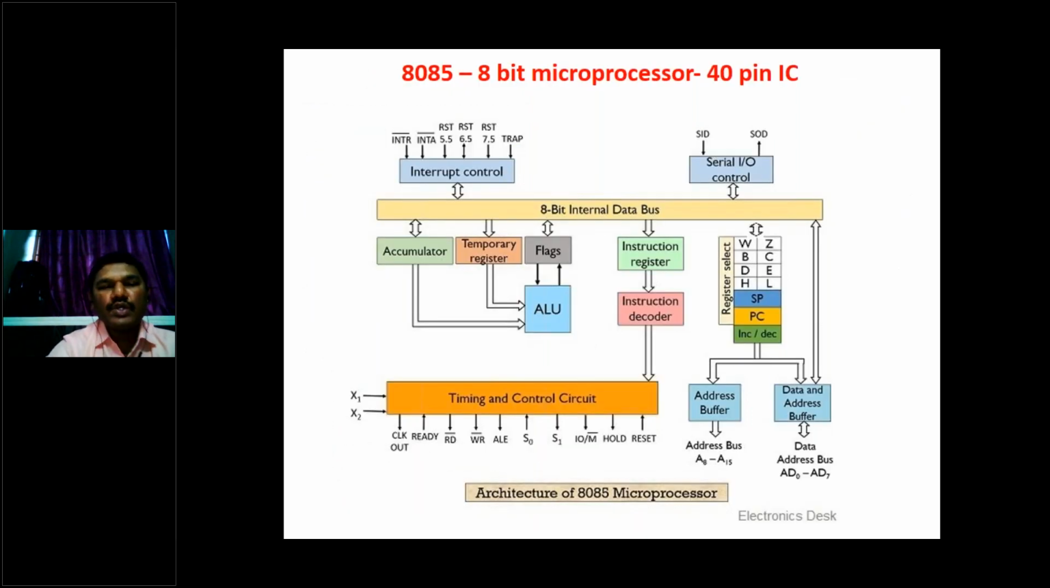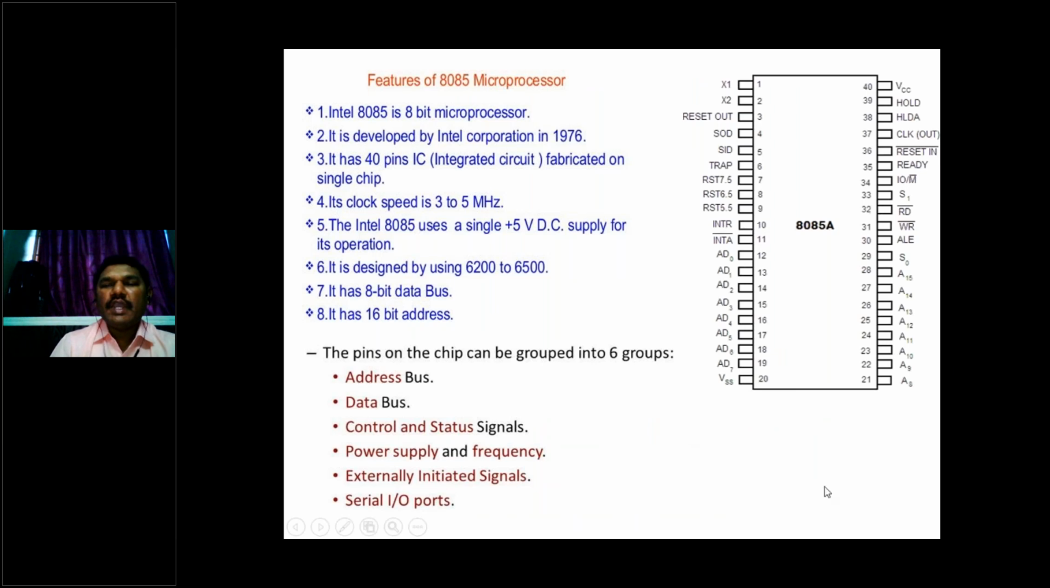And this microprocessor whole unit is packed into a single chip IC. This is called the 8085 microprocessor, and its features are: it is an 8-bit microprocessor developed by Intel Corporation, and it has 40 pins fabricated on a single chip. Its clock frequency is 3 MHz, and somewhere they give it as 5 MHz, and its operating voltage is 5 volts, and it is designed with 6200 to 6500 transistors. It has an 8-bit data bus, and it has 16-bit address lines, right?